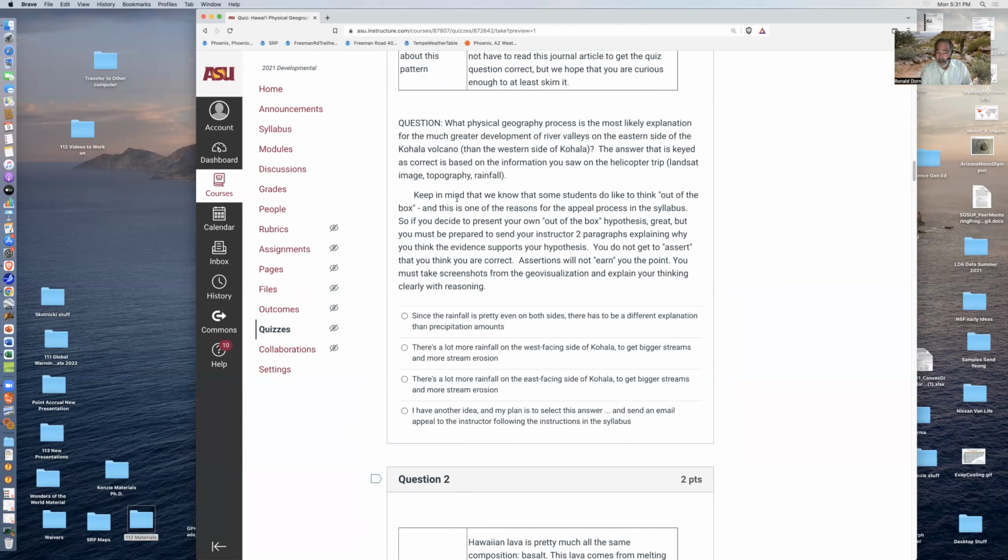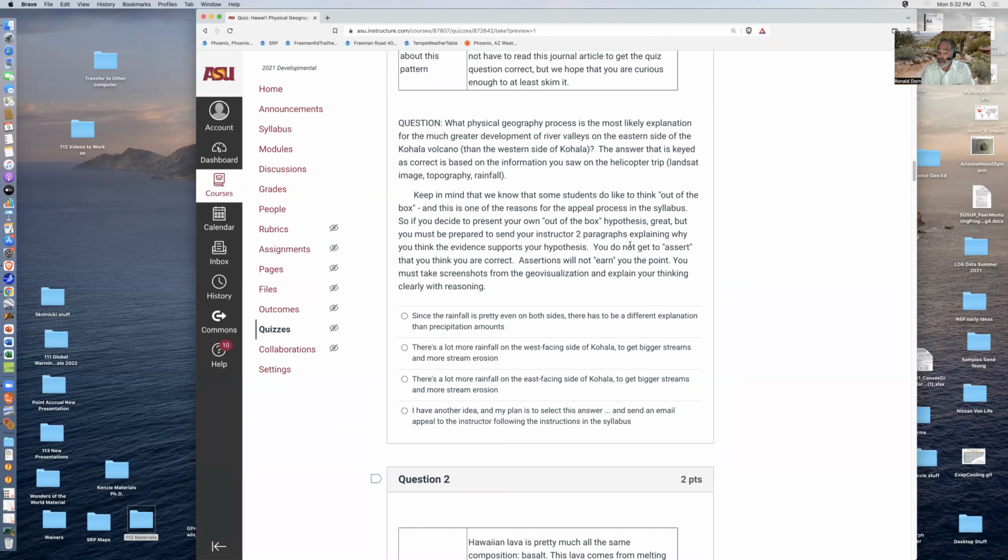Keep in mind that we know that some students like to think out of the box. And this is one of the reasons for the appeal process explained in the syllabus. So if you decide to present your own out-of-the-box hypothesis, that's great, but you must then be prepared to send your instructor 2 paragraphs explaining why you think the evidence supports your hypothesis.